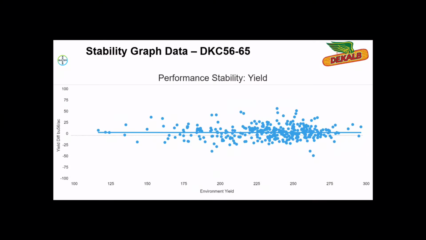This hybrid DKC 5665 is a great example of the exact kind of line that I like for a type of hybrid that I can sell to a lot of different people, and it can go on a lot of different acres. You'll notice that that line is flat, my favorite kind of line, and it's above the average yield line. And all those dots are grouped very closely to that line, meaning this is a very consistently high yielding product with a lot of predictability, so it's not gonna let me down very often.